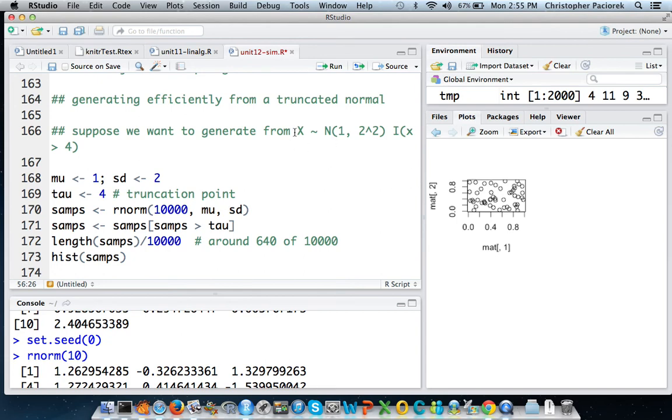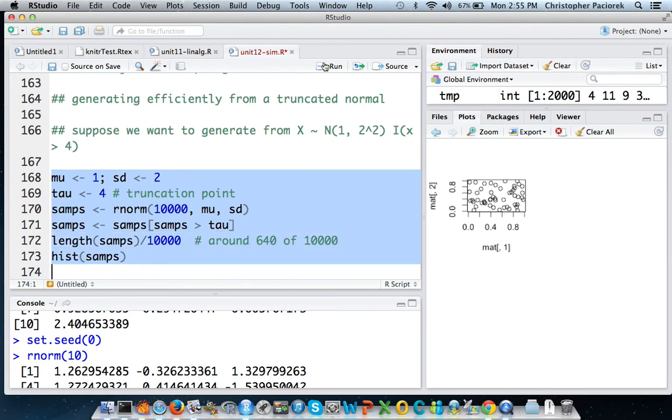So the example here, and I won't go into all the details of exactly the computations, basically involves playing around with standardizing a normal distribution, so subtracting off the mean, dividing by the standard deviation, and stuff like that. So I'm going to try and generate from a normal distribution with mean 1, standard deviation 2, for values with my tau being bigger than 4. So here I'm just doing some setup. Here's the original sampler where I just generate from the random normal and only include the values that are bigger than tau.